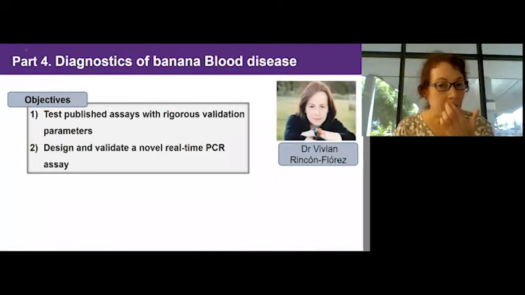Now, for this body of work, I'd really like to acknowledge the significant contribution made by Dr. Vivian Rincon Flores, who has recently published this section of work in Plant Disease.